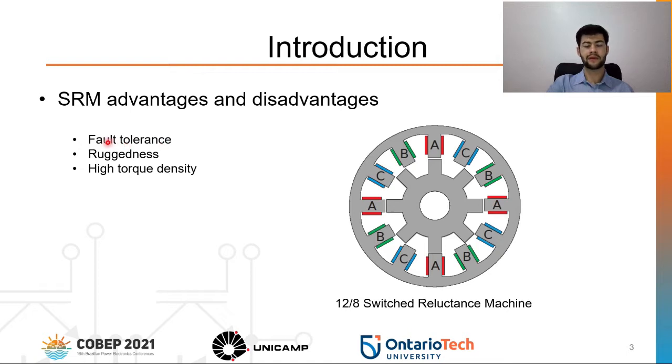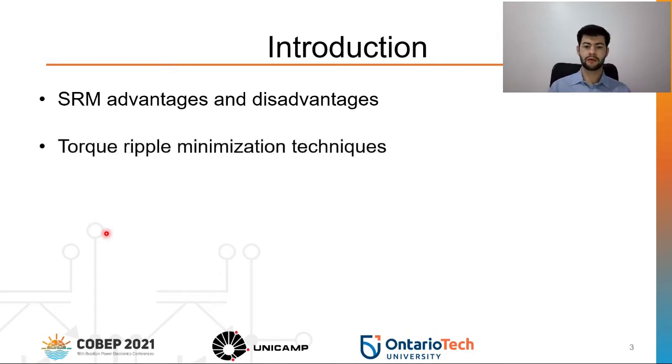The principle of operation of the SRM is what gives its advantages and disadvantages. For example, we have a high fault tolerance in these machines, they are rugged machines, and they also present high torque density, among other things. And about the disadvantages, we must cite the elevated torque ripple, the nonlinearities caused by the driving principle, and the high acoustic noise. Besides, the torque ripple minimization is the focus of this research, so there are many techniques in the literature that can be found.